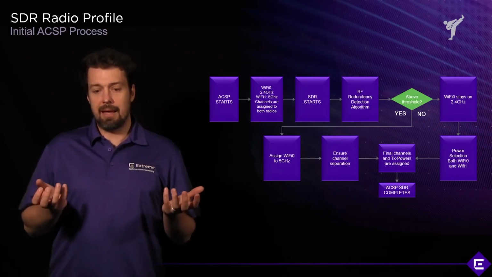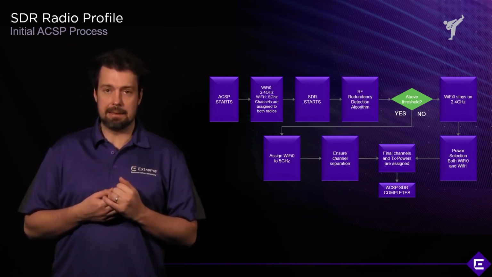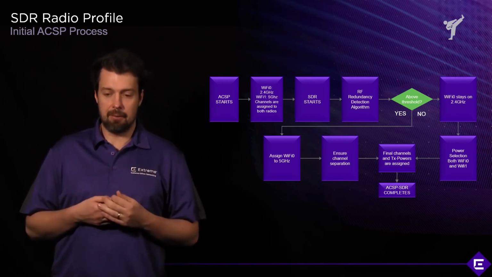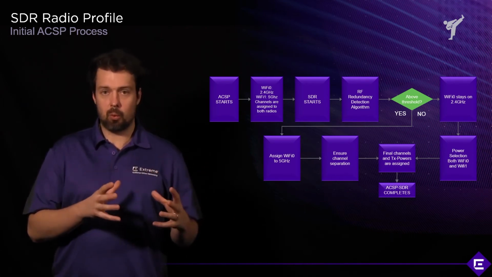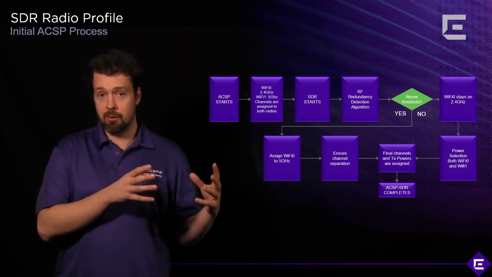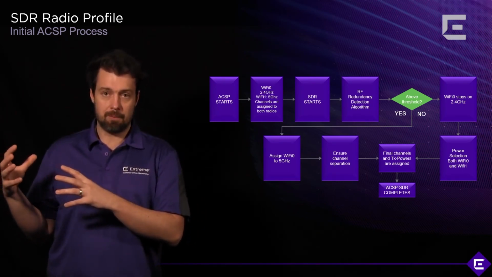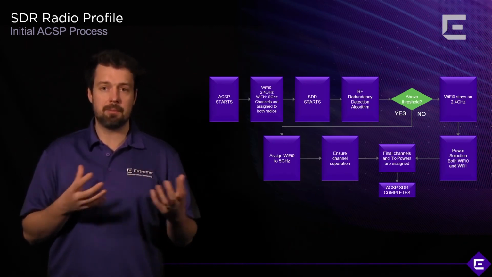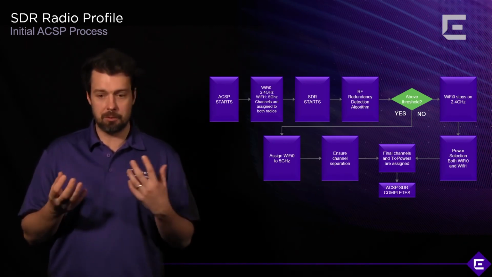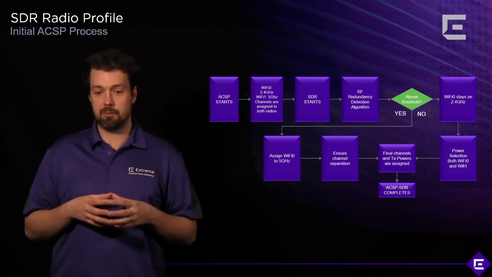So the SDR profile will basically tell the AP two things: which radio profile to use when it is in 2.4 gigahertz mode, and which radio profile to use in 5 gigahertz mode. And also, you will tell the AP when to do the frequency band switching, so when to switch from one to the other. And all of these settings go back to an algorithm called ACSP.